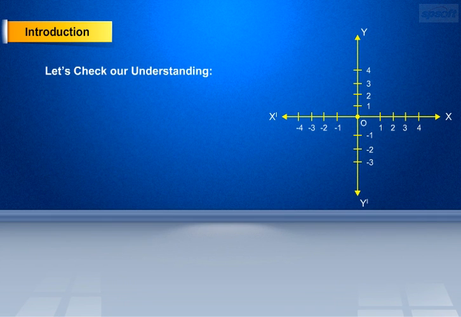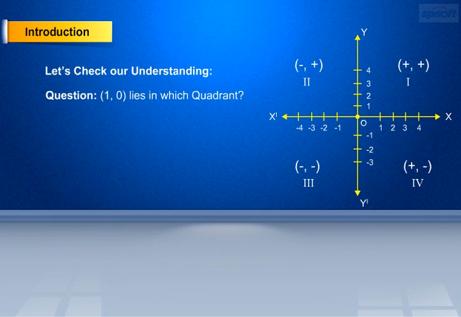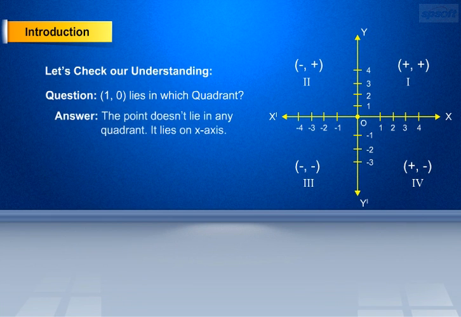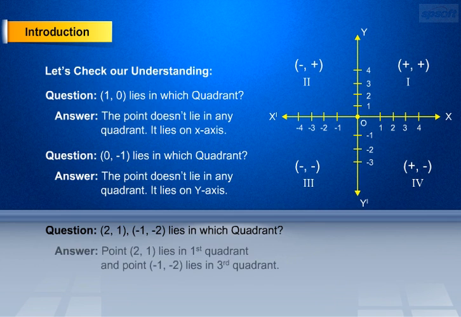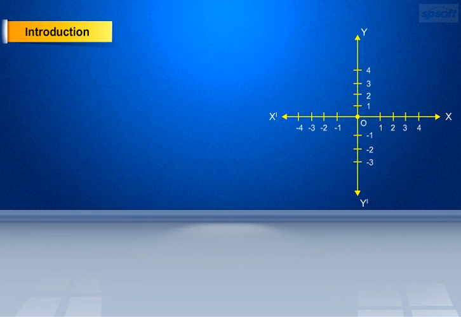Let's check our understanding. (1, 0) lies in which quadrant? The point doesn't lie in any quadrant. It lies on x-axis. (0, -1) lies in which quadrant? The point doesn't lie in any quadrant. It lies on y-axis. (2, 1) and (-1, -2) lie in which quadrant? Point (2, 1) lies in first quadrant, and point (-1, -2) lies in third quadrant.